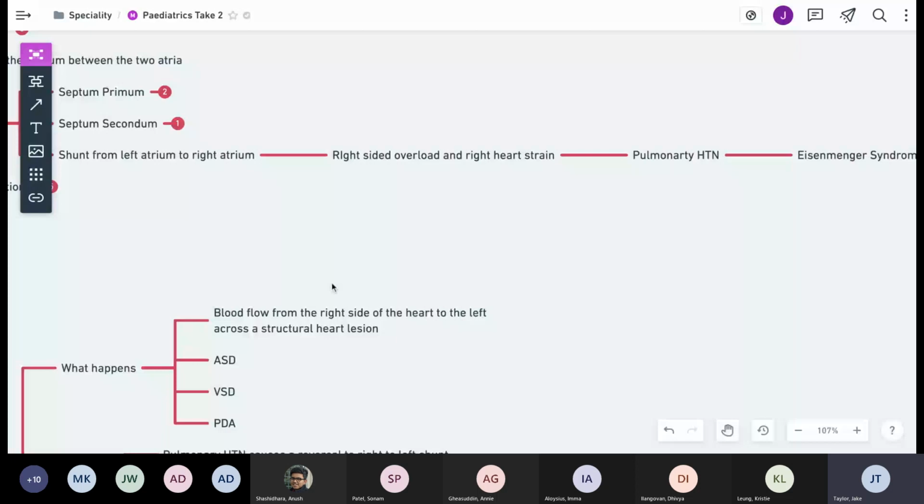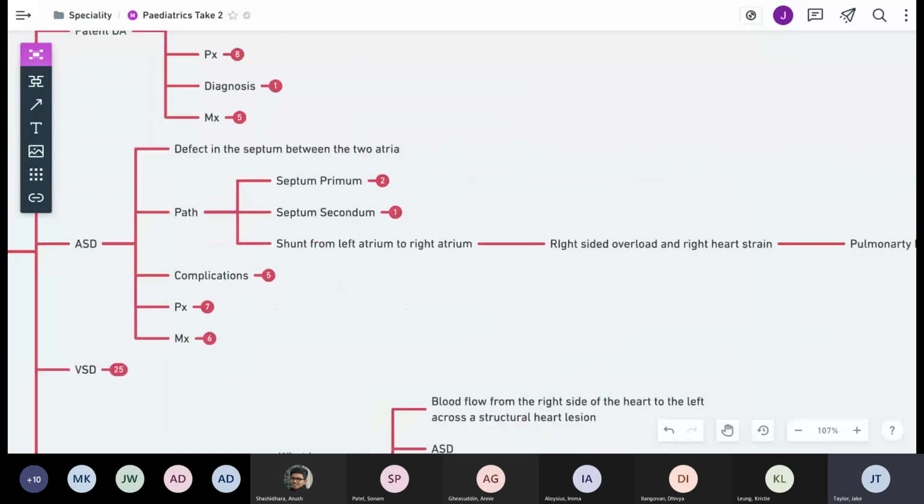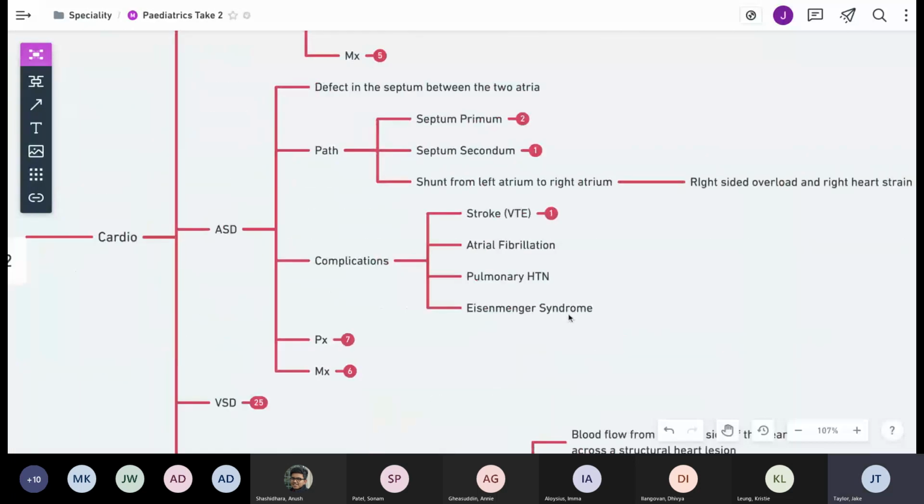So a complication is that you can get a reversal later on. And here we go. Eisenmenger syndrome, pulmonary hypertension is already said, and atrial fibrillation, because you've got this backflow of blood, so it's going to get signs of atrial fibrillation. And also you can get a stroke.